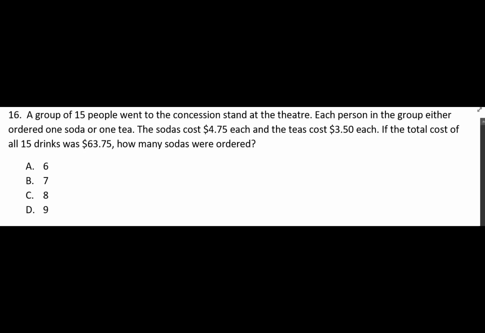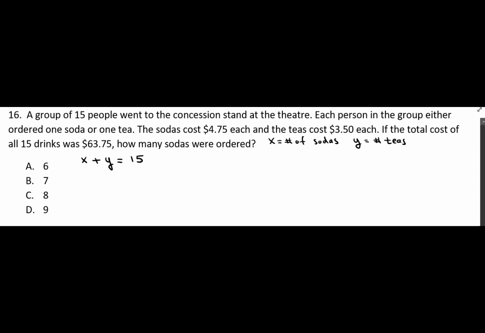Since we're talking about two different items, we're going to use two different variables. X is going to be the number of sodas, and Y is going to be the number of teas. It says a group of 15 people went to the concession stand and they all ordered either one soda or one tea. No person ordered both. So the number of sodas plus the number of teas should equal the total number of people, because that's how many drinks were ordered.